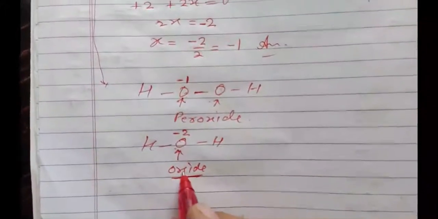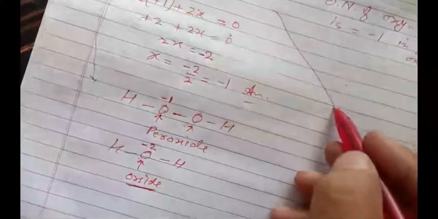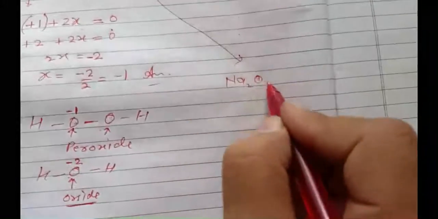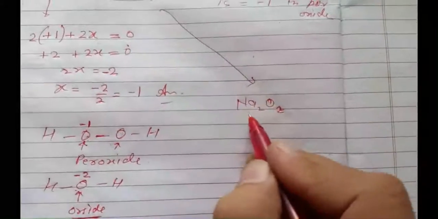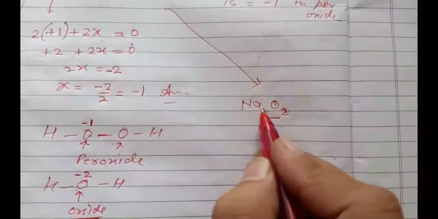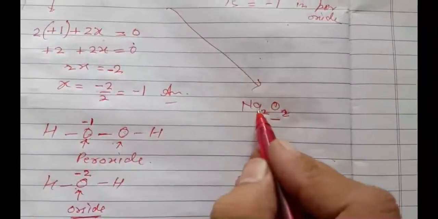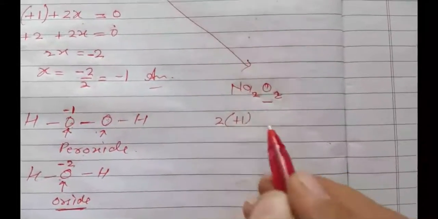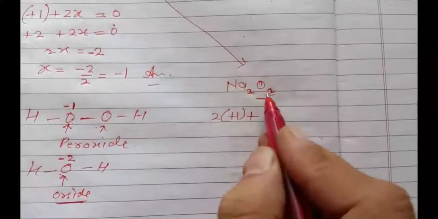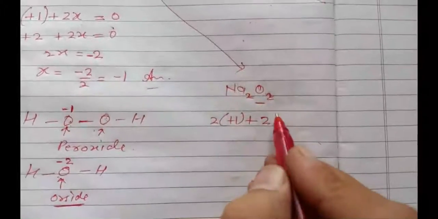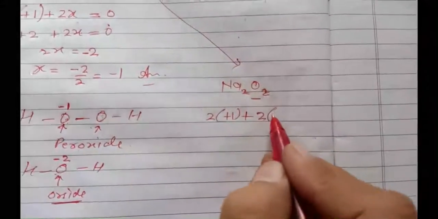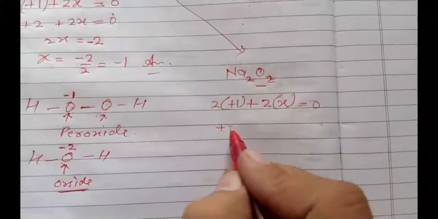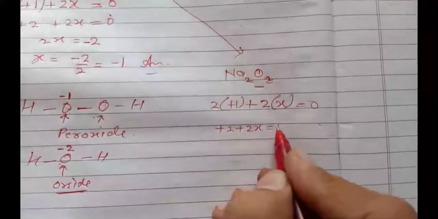So in case of oxides, I take one more example, Na2O2. What is the oxidation number of oxygen in sodium peroxide? So we write in this manner, how many atoms? 2 sodium atoms. For sodium, the oxidation number is fixed, +1. Then we write plus, then write 2. Then what is the oxidation number of oxygen? We don't know, that's why we write x. Total must be equal to 0. So +2 plus 2x is equal to 0.